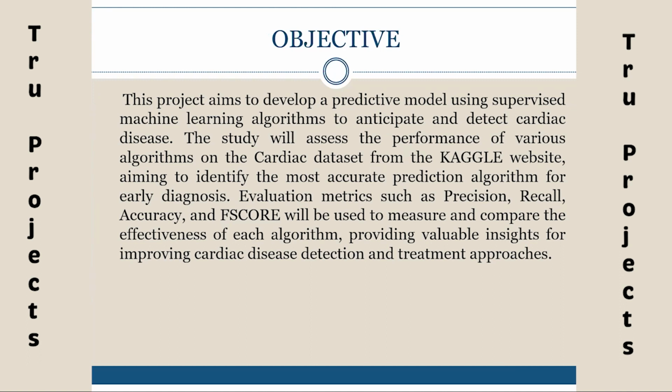Objective of the project. The project aims to develop a predictive model using supervised machine learning algorithms to anticipate and detect cardiac disease. It trains various algorithms on the cardiac dataset from the Kaggle website, aiming to assess their accuracy in predicting cardiac disease. The evaluation metrics precision, recall, accuracy, and F1 score will be used to measure and compare the effectiveness of each algorithm, providing valuable insights for improving cardiac disease detection and treatment approaches.